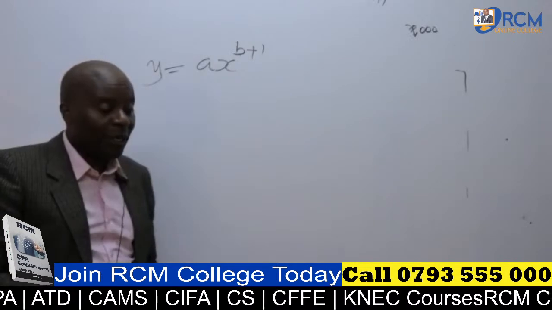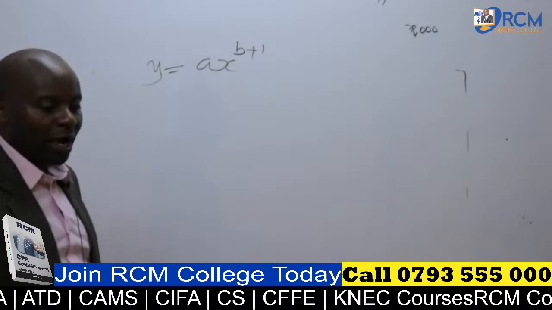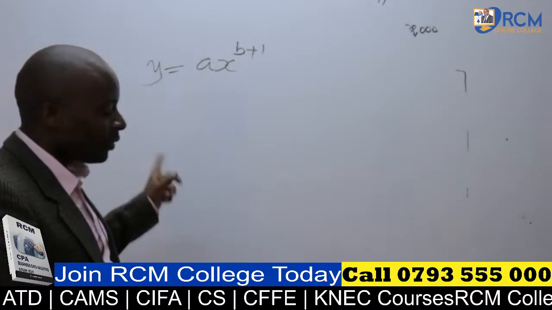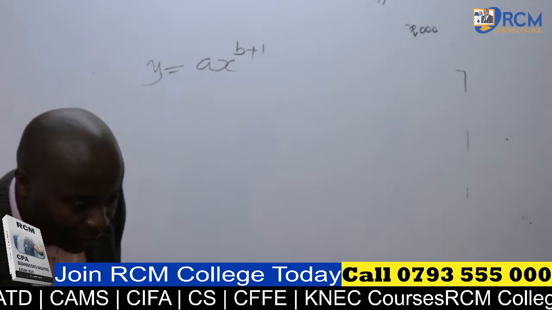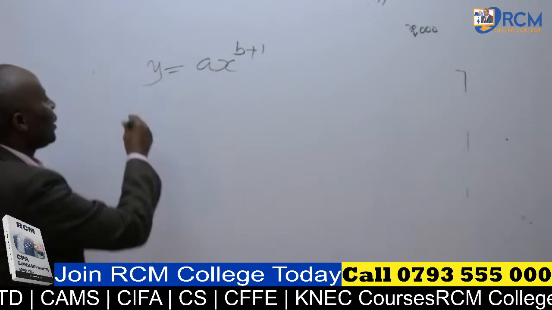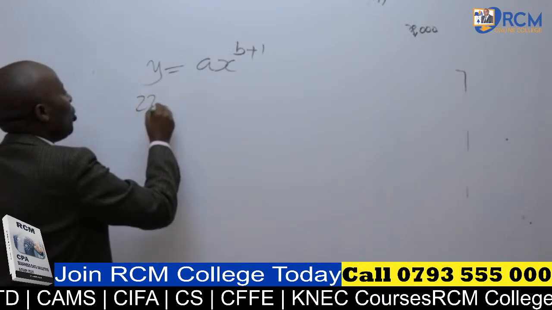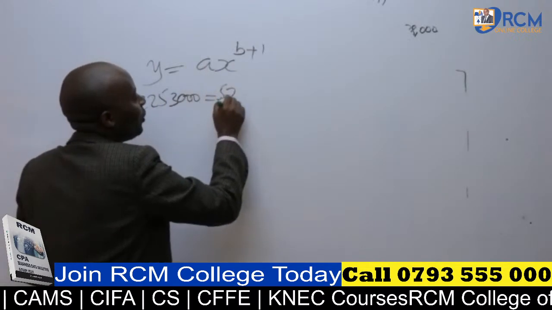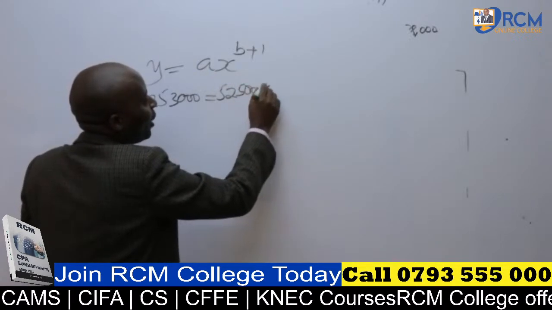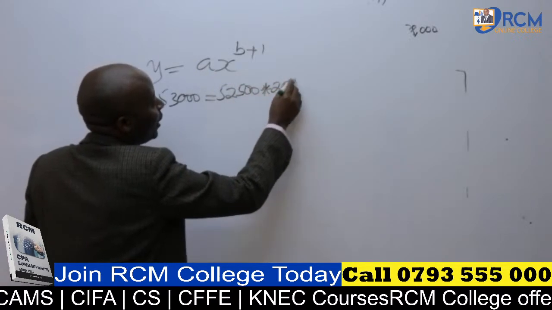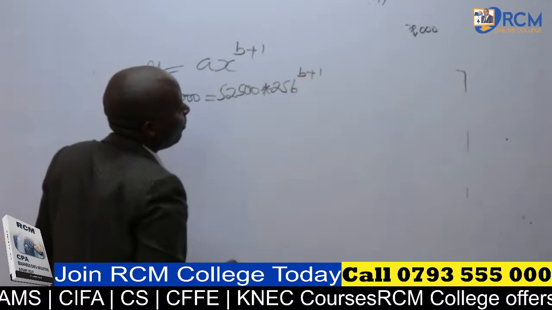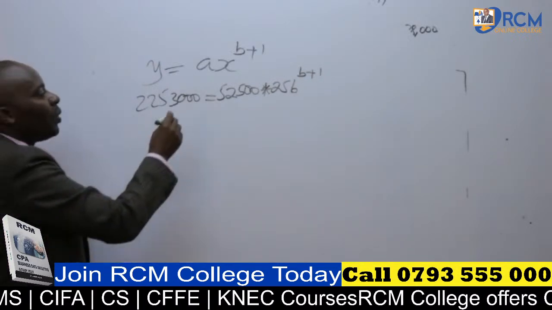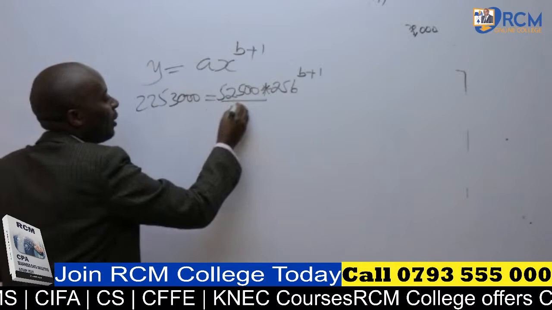Who is able to remind Mwalimu of that value for y, to answer this student who has asked this question? Somebody give me this value of y. It is 2,253,000, which equals A, that we happen to have as 52,500, times X, which is 256, raised to power b plus 1. Yes, that student is right.